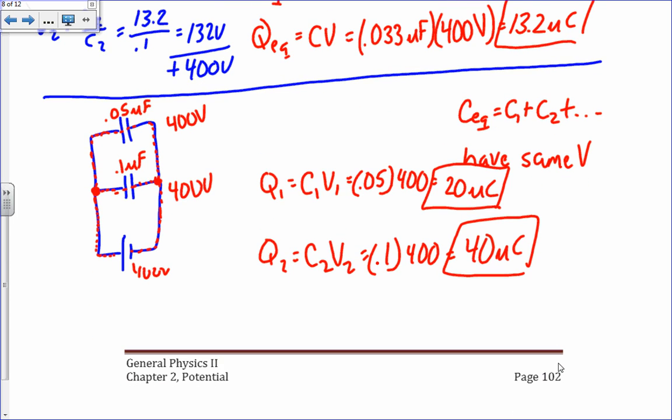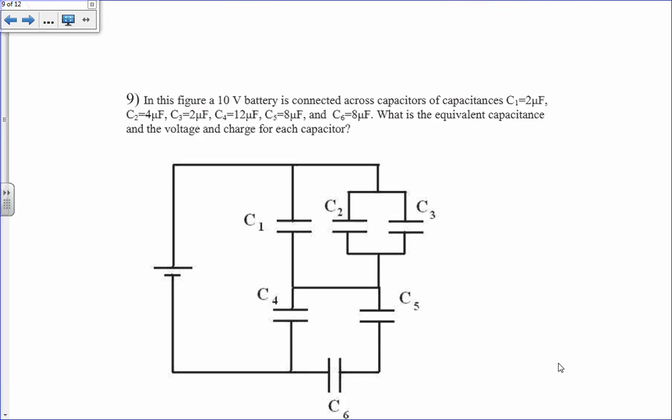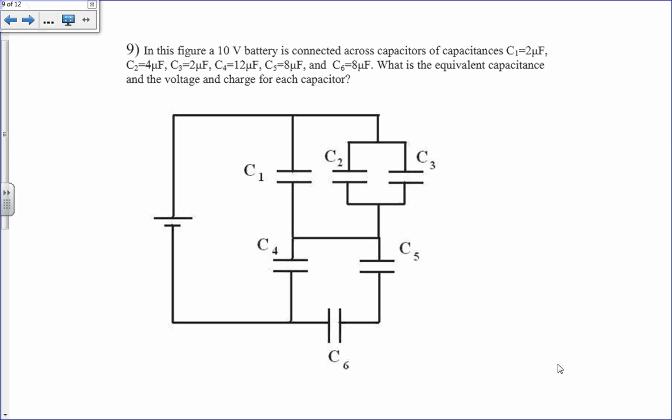All right, the circuits get a bit more complicated, like this one, for example. In this figure, I have a 10-volt battery, and it's hooked up to these capacitors. C1 is 2 microfarads. I'm going to leave the units off just to make it easier. C2 will be 4 microfarads. C3 is 2 microfarads. C4 is 12 microfarads. C5 is 8 microfarads. And C6 is 8 microfarads.